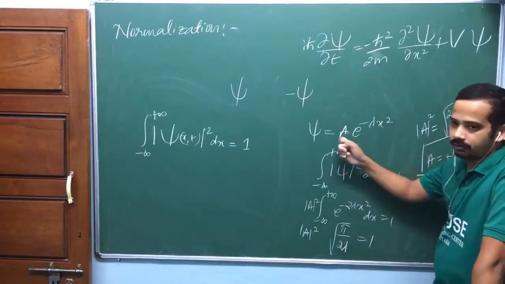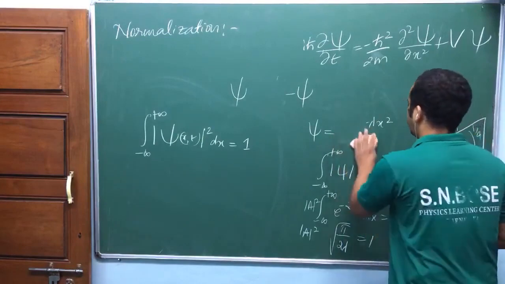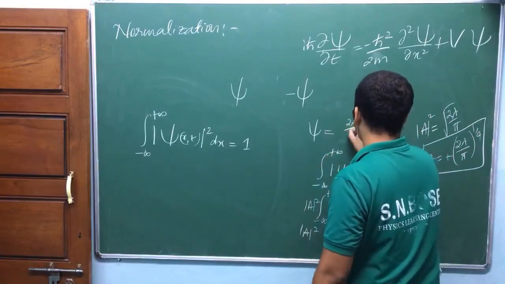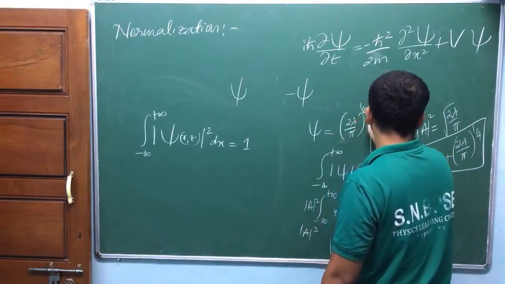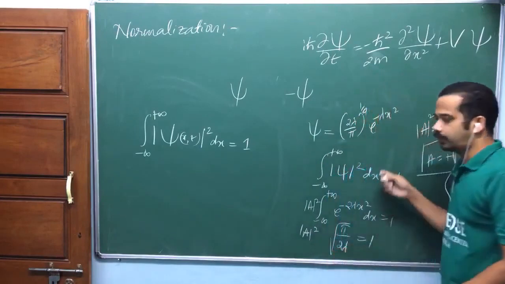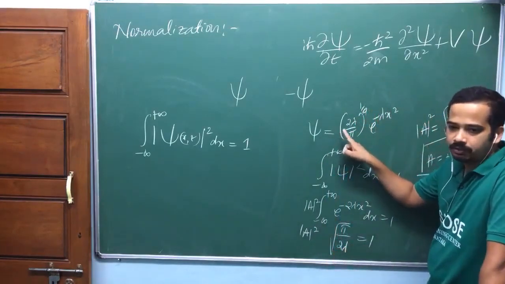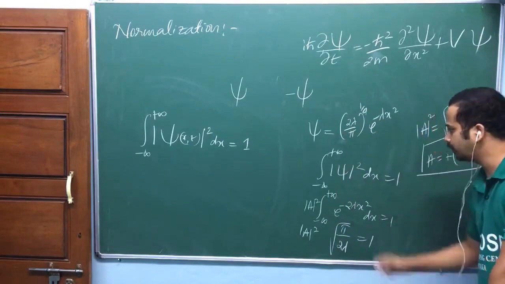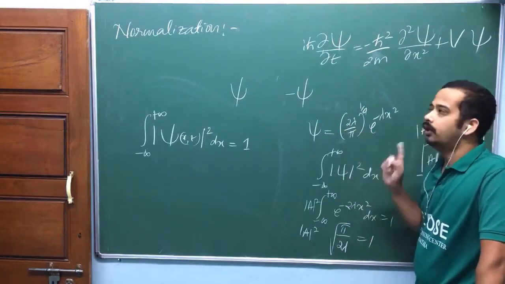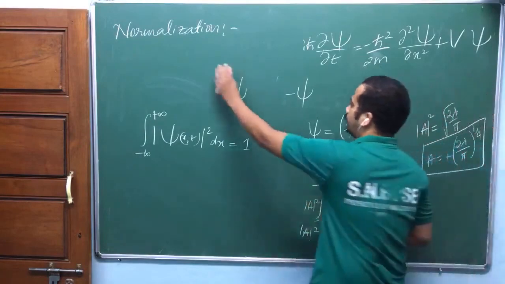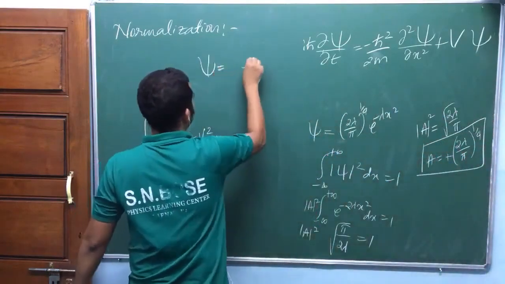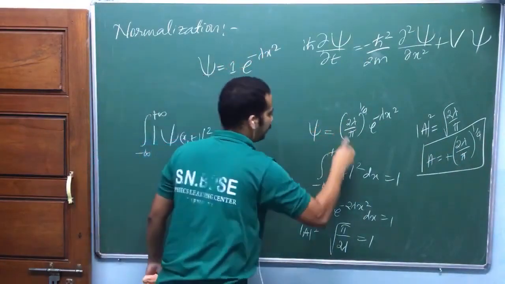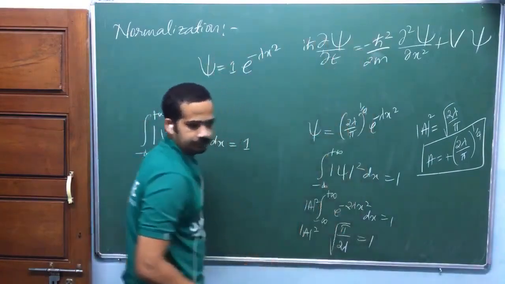Once you find this normalization constant, once you substitute this normalization constant, 2 lambda by pi raised to 1 by 4 into e power minus lambda x square, okay? Once you substitute this one, even if you multiply with minus 1, normalization is still followed because, look at here, mod psi square, it doesn't matter, okay? One more thing, before this one, if you have any solution, suppose the solution is e power minus lambda x square, okay? If you put 1 here, 2 here, 3 here, 2 lambda pi here, all of them are solutions.